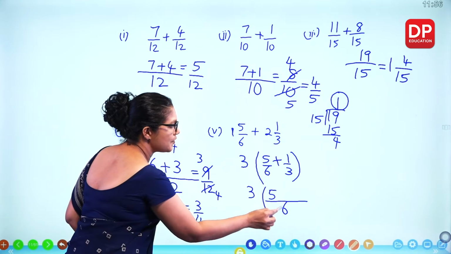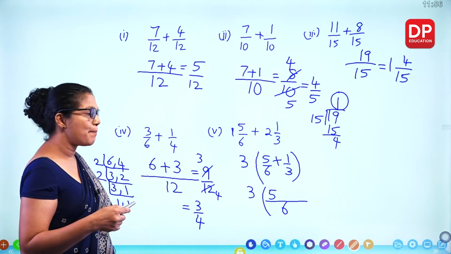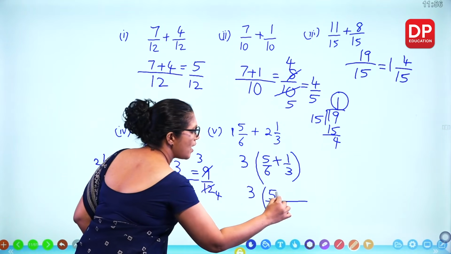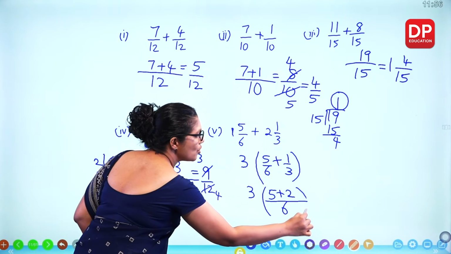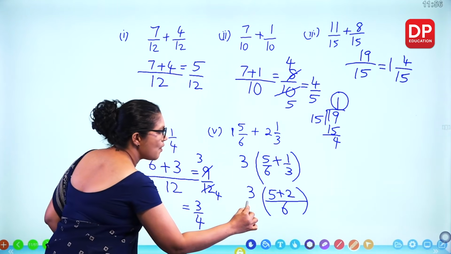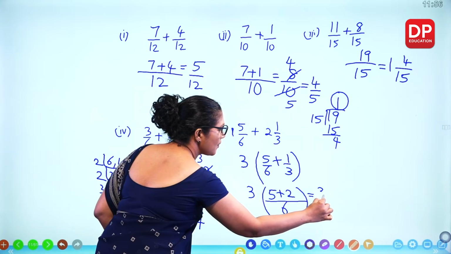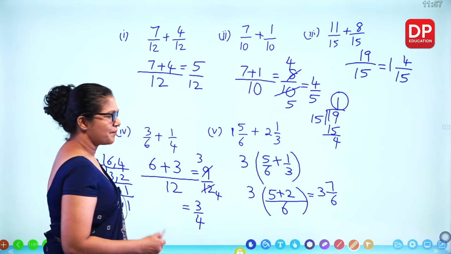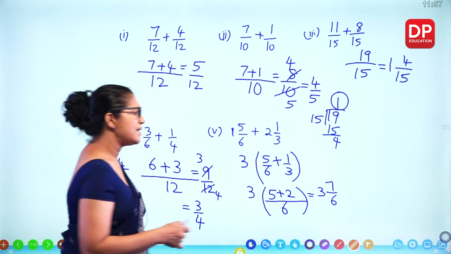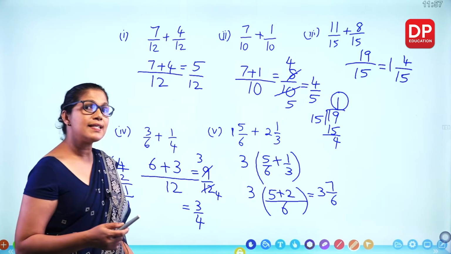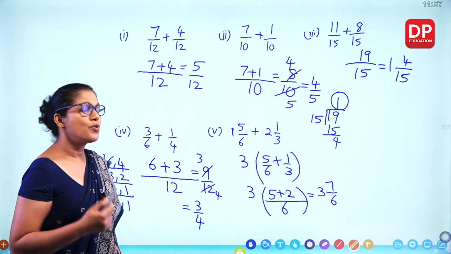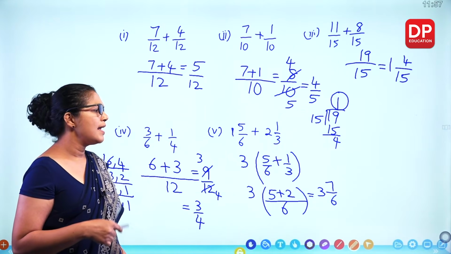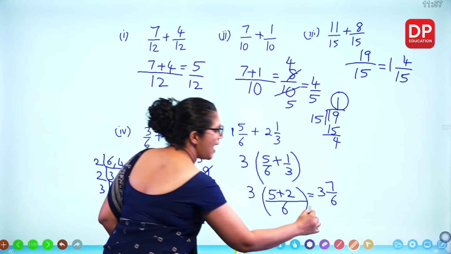How you convert 3 to 6? You need to multiply by 2. So 2 times 1, you get 2. So what's the answer? You get 3 and 7 parts out of 6. Can you keep the answer like this? 7 over 6 is an improper fraction. So you need to simplify and then add it together.